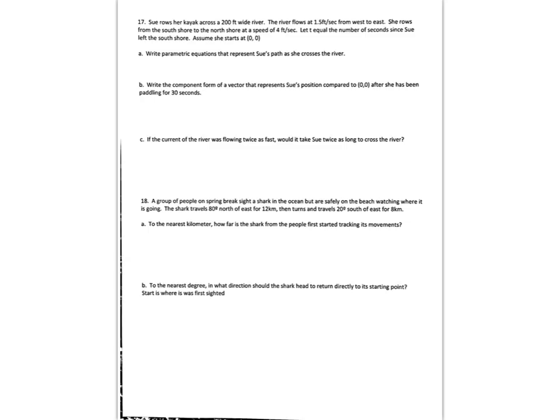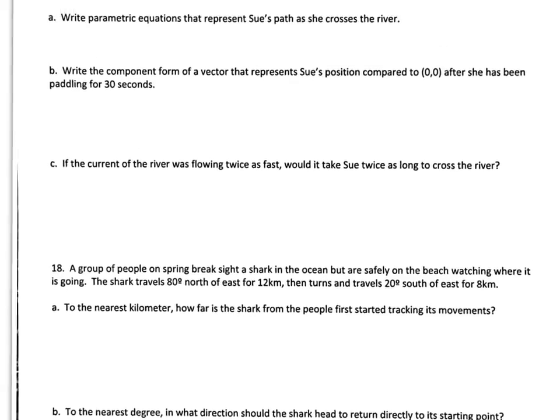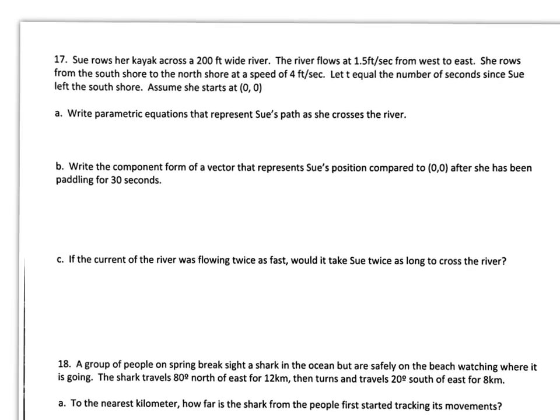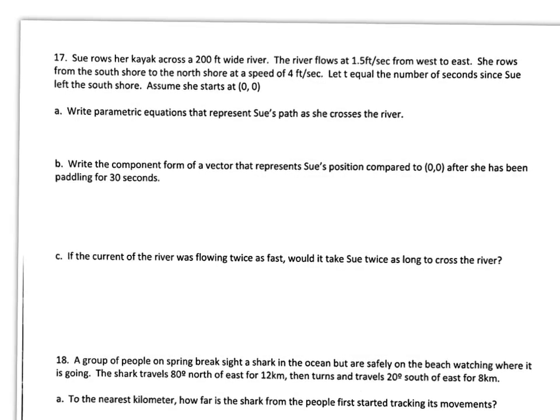Then the story problems. Now, the story problems are not very complicated, and there are two story problems. One with some parametric equations, and one with a picture dealing with the angle and the distance. So let's start with this one. We've got a kayak going across a 200-foot wide river. The river flows at 1.5 feet per second from west to east.